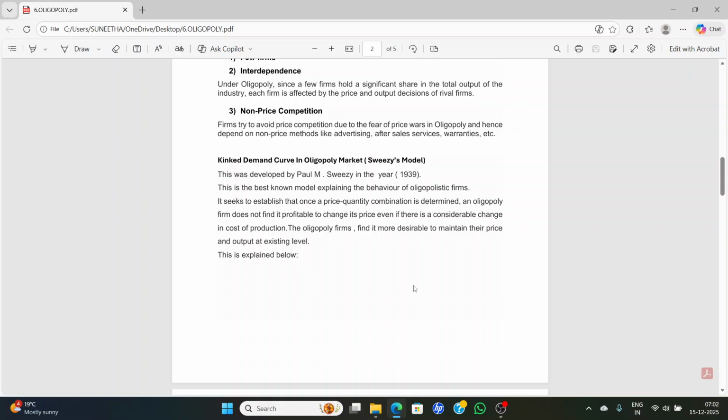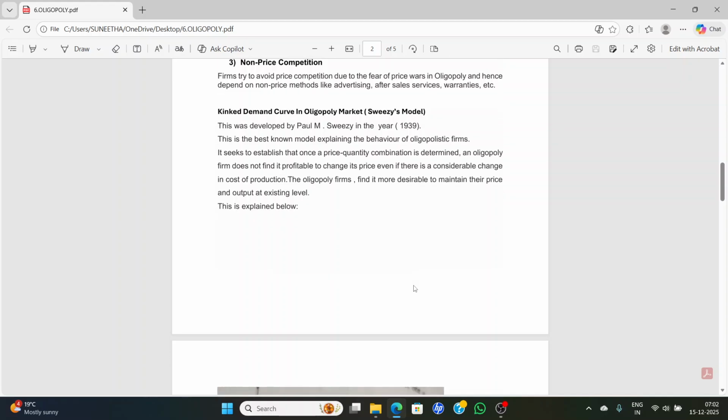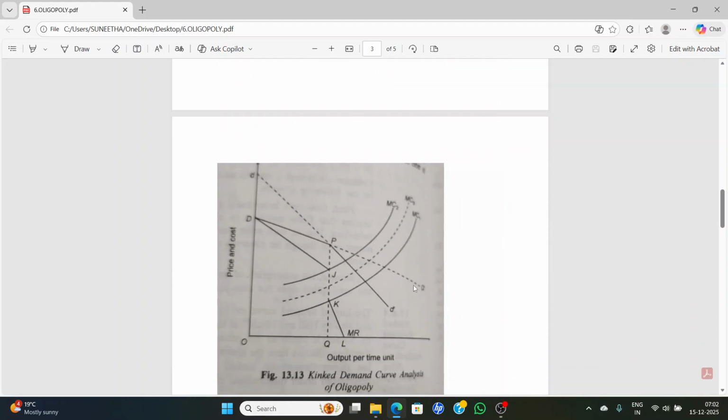Next, we have an important concept, Sweezy's model, the kinked demand curve in an oligopoly market. This model was developed by Sweezy in the year 1939 and is the best known model explaining the behavior of oligopolistic firms. So this model says that once a price-quantity combination is determined, an oligopoly firm doesn't change the price even though there is a change in the cost of production. So price is always kept constant by firms in an oligopoly market even though their cost changes. So that is what is explained in this model.